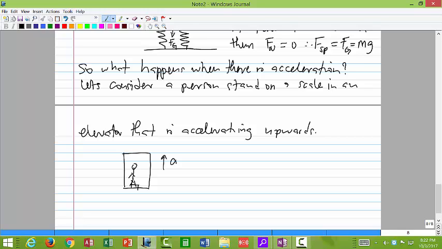So we know the forces on the person. Let's say the forces on the person are the weight mg and the support force N, and then we have acceleration a going up. So this person is standing on the scale like that. The net force on this person is equal to the mass times acceleration, where m is the mass of the person.